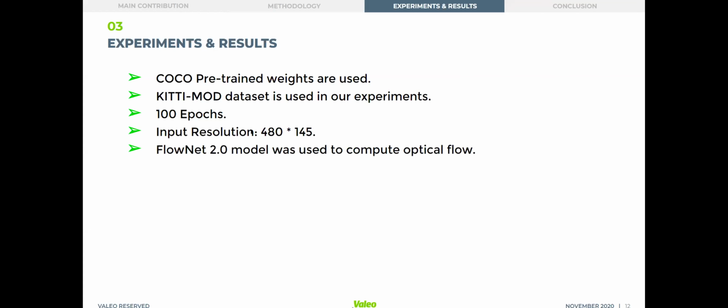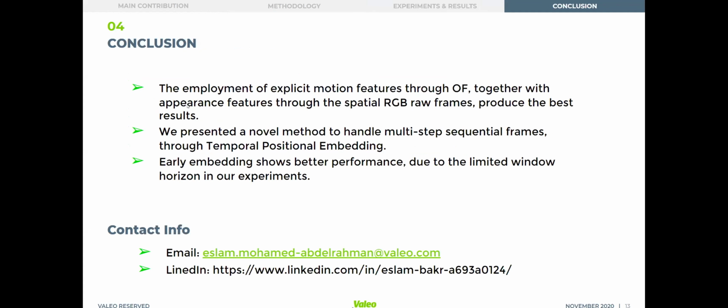And here are the image resolutions used in our experiments. And to conclude, the employment of explicit motion features through optical flow together with appearance features through the spatial RGB frames produces the best result, as shown before. We present a novel method to handle multi-step sequential frames through temporal positional encoding, TPE, and early embedding shows better performance due to the limited window horizon in our experiments and the limitation in the dataset size.